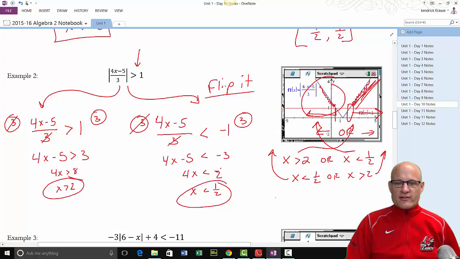Interval notation. So let's see. x is less than 1/2. That would be all the way from negative infinity up to 1/2, but not including, because there's no equal sign, so we put a parenthesis. Union, because that's the or. Then 2, no parenthesis, to infinity.